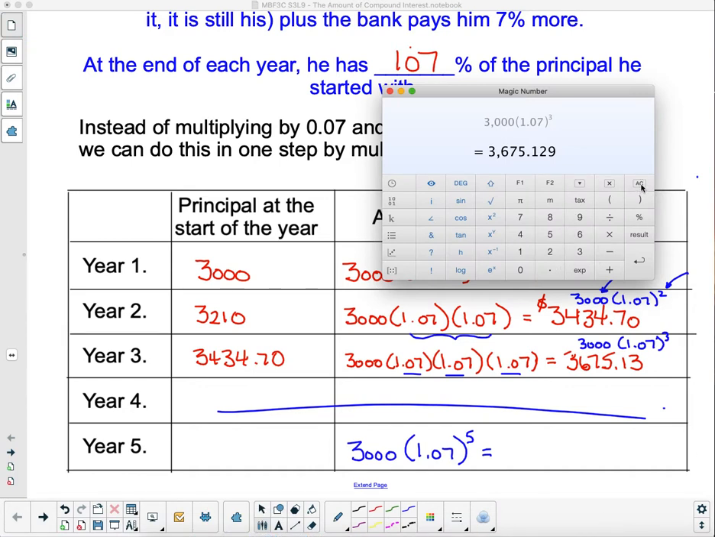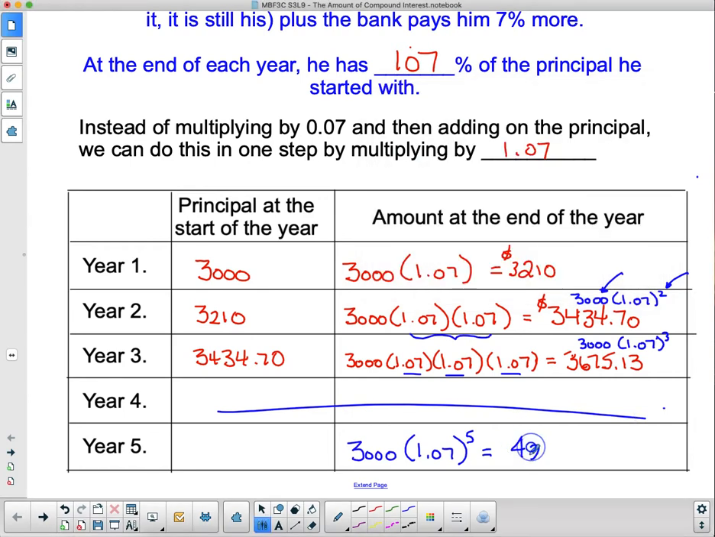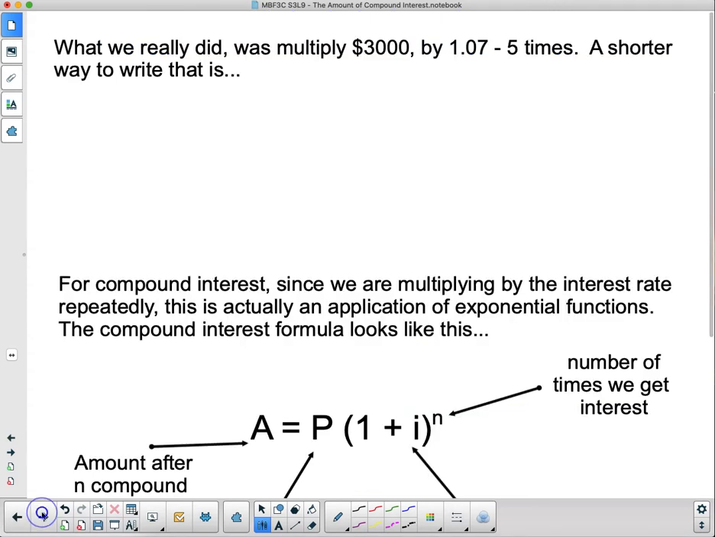Let's type it in again. 3,000 bracket 1.07 to the exponent 5. And my answer is 4207.66. So now we're going to summarize what I just did here for you in a formula.